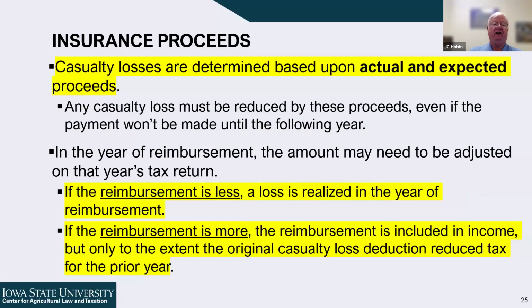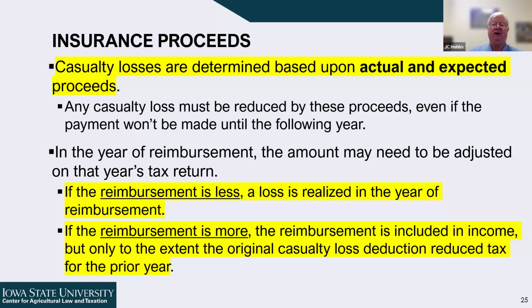Now, insurance proceeds create a little different ballgame for us. If we have those assets that are insured, and again, remember, it's on a parcel by parcel or asset by asset basis, we have to look at the casualty losses based upon actual or expected proceeds from those insurance policies. We may get some of that insurance before or early on. Some of it may take a while before we receive that. So you have to file a return. You have to include what we expect those insurance proceeds to be. Usually we can get close.